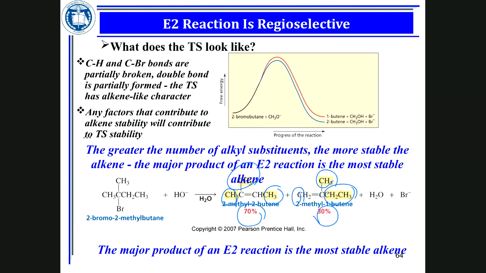So it's going to make this one more stable. The more alkyl groups around the carbon-carbon double bond, the more stable the product. So the major product of an E2 reaction is the most stable alkene. What makes the alkene more stable? The greater number of alkyl groups attached to the carbon-carbon double bond.